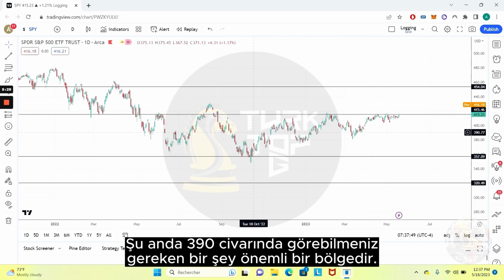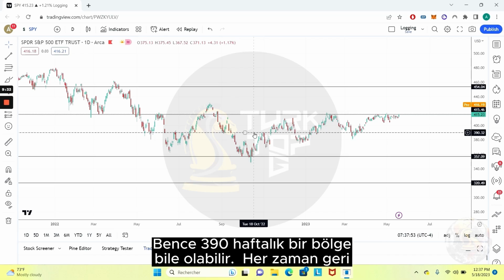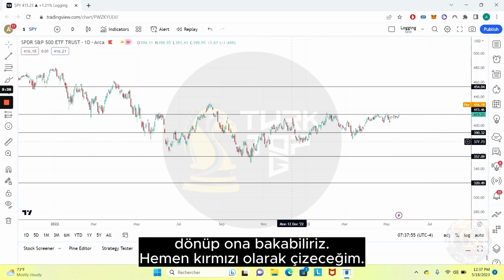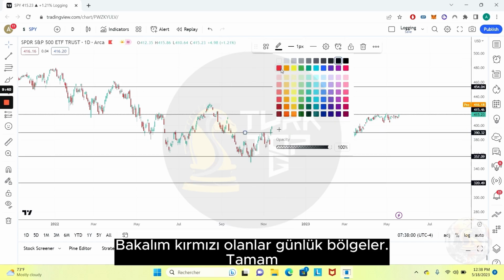Something you should be able to see right now around 390 is an important zone. I think 390 might even be a weekly zone. We can always go back and look at it. I'll draw it out right now as red. Let's say the red ones are daily zones.